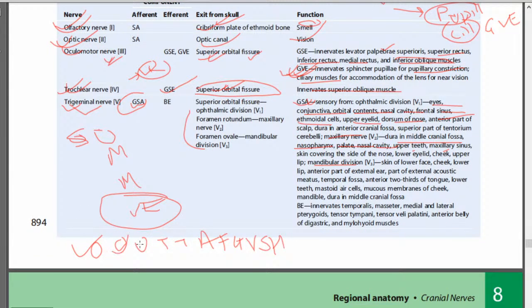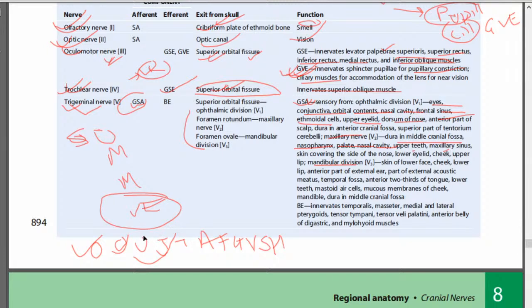Then there is the oculomotor nerve, which supplies the eyes. After that, there is the trochlear nerve, which also supplies the eyes. And the oculomotor nerve and trochlear nerve have the same cranial opening.